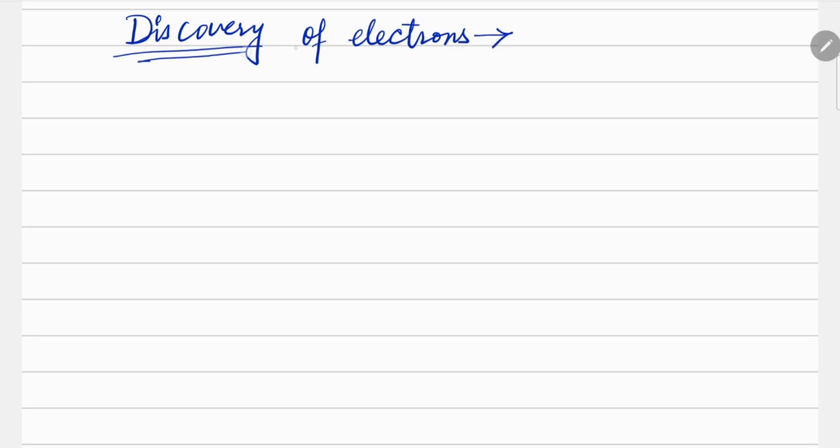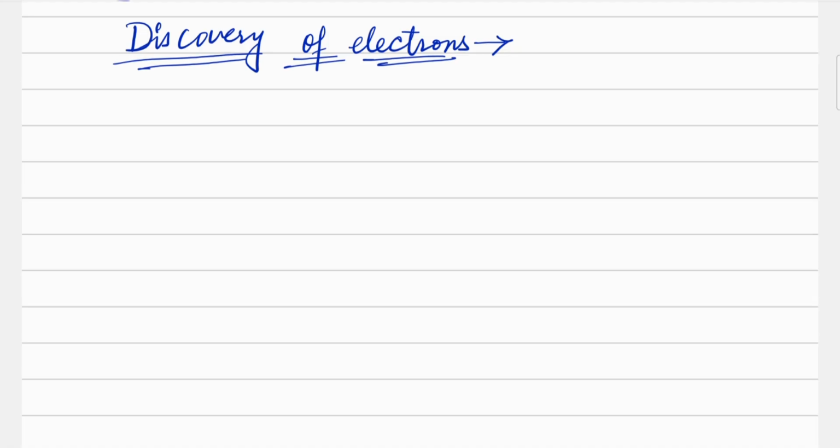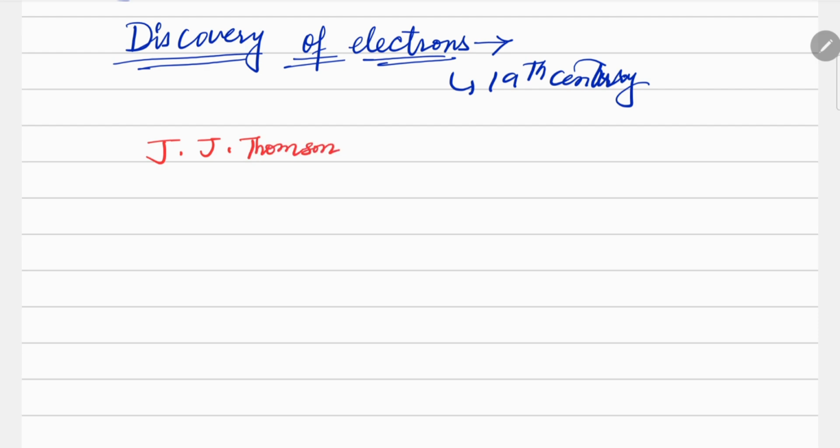Discovery of electrons. This is the first subatomic particle which has been discovered. The discovery of the electron was done way back in the 1800s, or you can say the 19th century. At the end of the 19th century, there was a scientist named J.J. Thomson.